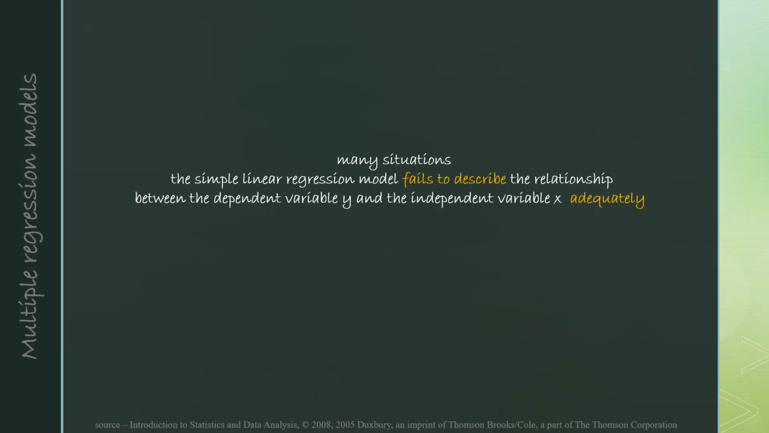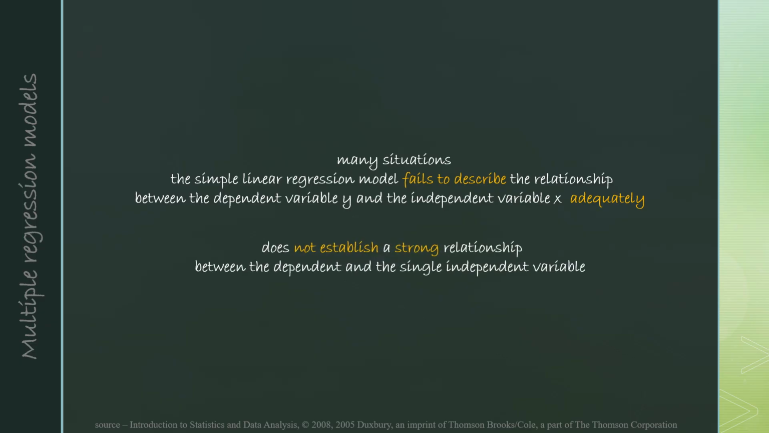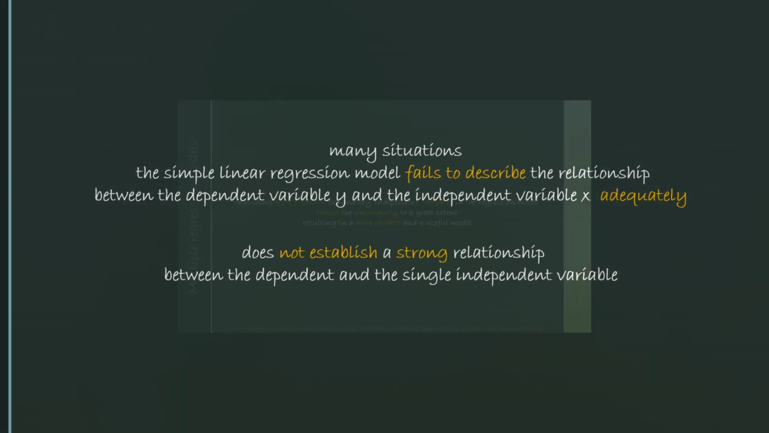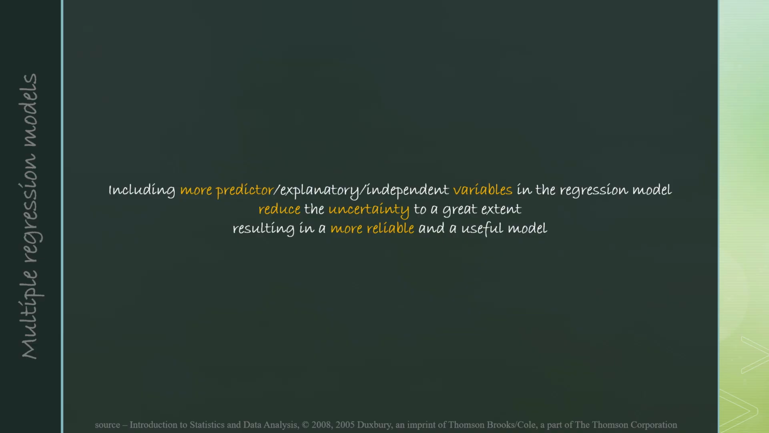There are many situations wherein the simple linear regression model fails to describe the relationship between the dependent variable y and the independent variable x adequately, meaning it does not establish a strong relationship between the dependent and the single independent variable. In such situations, including more predictor variables in the regression model reduces the uncertainty to a great extent, resulting in a more reliable and useful model.